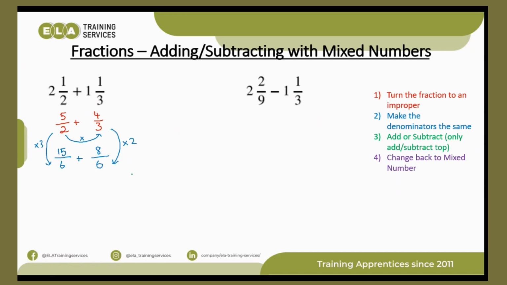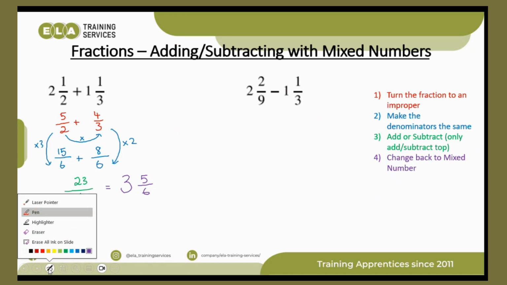We then need to add or subtract. So this is an add. So we're going to do 15 add 8, which is 23/6. And then our last step is to see how many of the bottom go into the top, because we're changing it back to a mixed number. How many 6s are in 23? So 6, 12, 18 is 3, and 5/6. And that is our fraction. So our answer is 3 5/6.